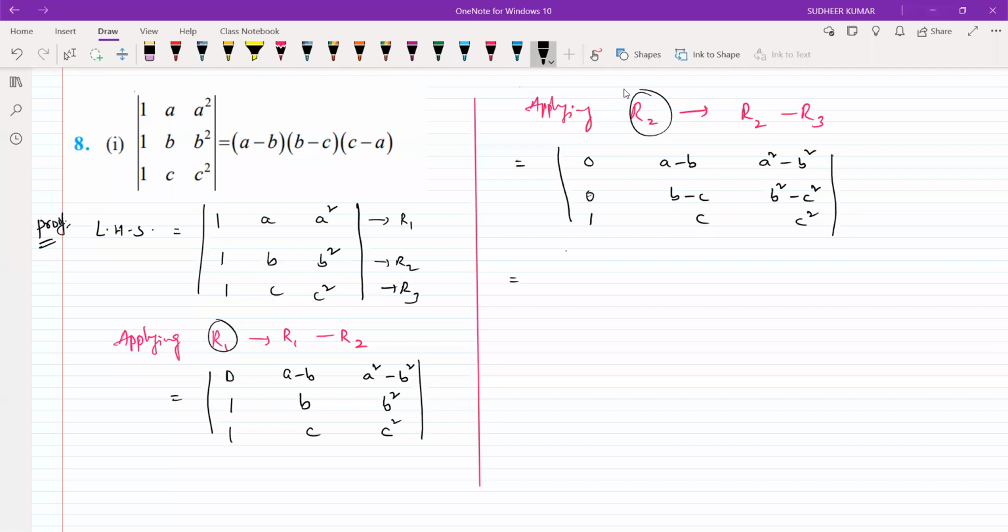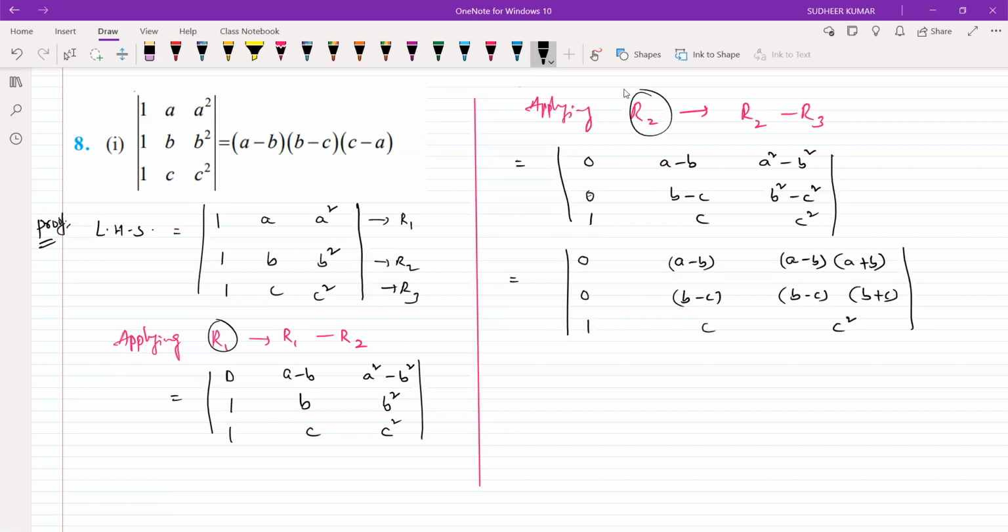So here, what can we take common? First 0 remains the same. This is A minus B. It is A square minus B square. Can we write it as A minus B into A plus B? Yes, sir. Here also 0. This is B minus C. This can be written as B minus C into B plus C. This is 1, C, C square.